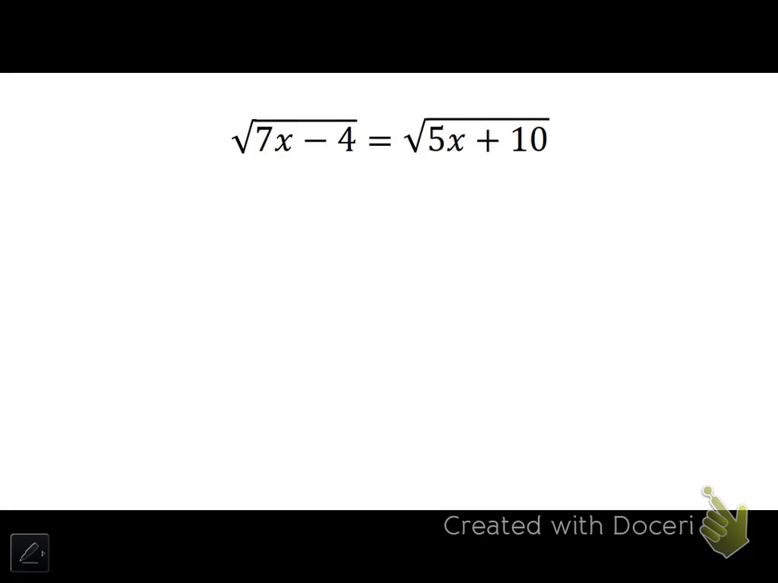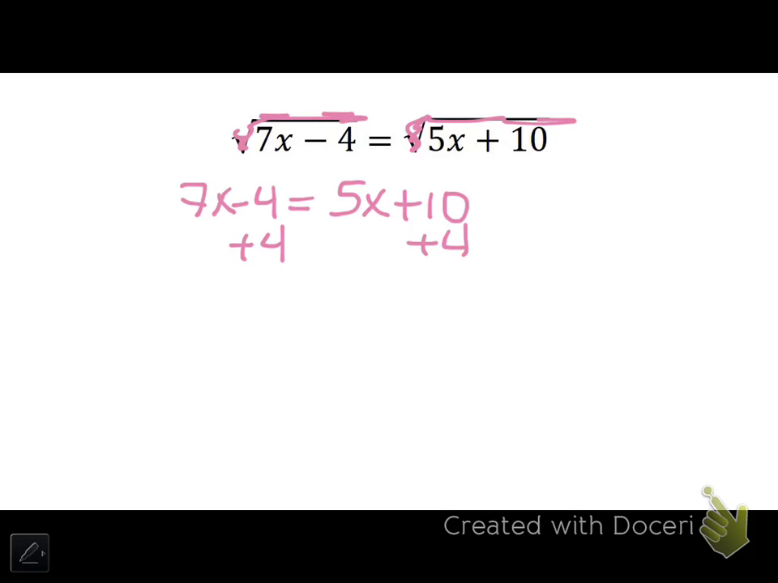Okay, so basically our square roots go away because we have the same thing on both sides, so we can make them disappear. So 7x minus 4 is equal to 5x plus 10. Let's add 4 to this side, and at the same time, I'm going to subtract my 5x. So I'm going to get 2x equals 14. Divide by 2. x equals 7.